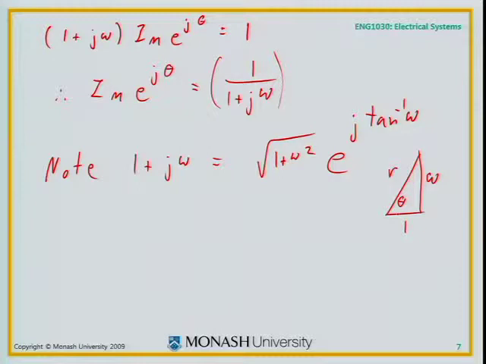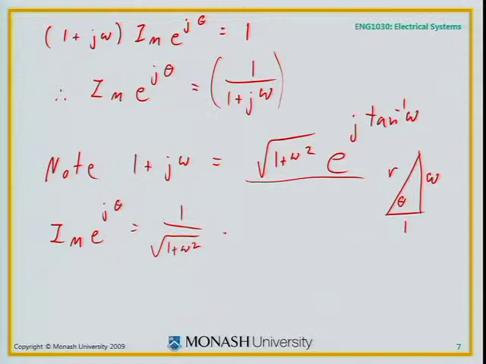So if that's 1 plus j omega, hopefully you know what 1 on 1 plus j omega is. Yep? Okay, good. So therefore, Im e to the j theta must equal 1 on that, which is going to be 1 on the square root of 1 plus omega squared, e to the minus j tan inverse omega. So the amplitude's 1 on, and the phase, I take the negative of the phase.